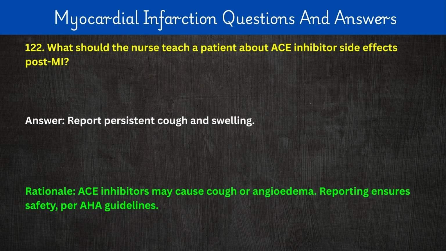122. What should the nurse teach a patient about ACE inhibitor side effects post-MI? Answer. Report persistent cough and swelling. Rationale. ACE inhibitors may cause cough or angioedema. Reporting ensures safety, per AHA guidelines.